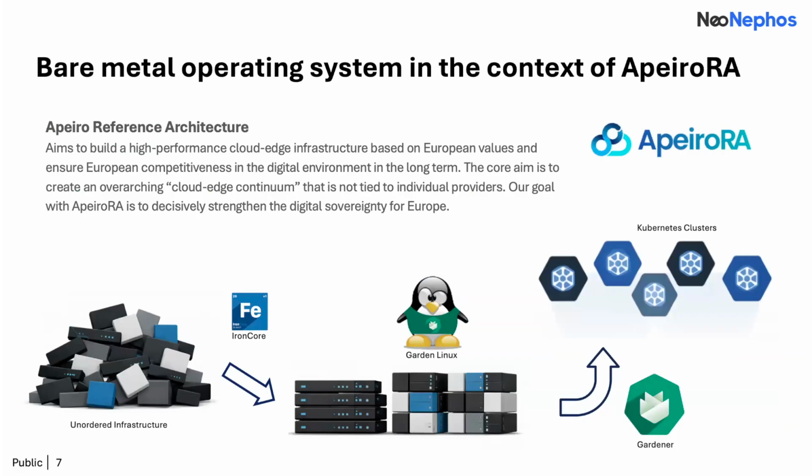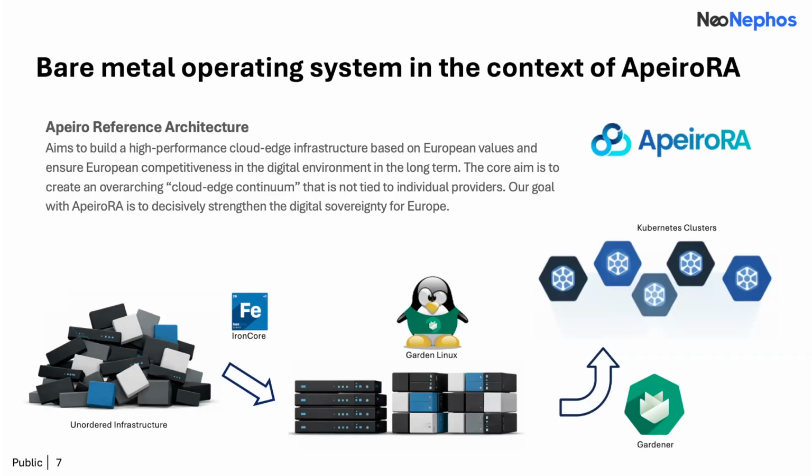Garden Linux is part of the Apero project. The Apero project is a project that tries to provide a reference architecture for high performance in cloud edge infrastructure, and it's funded by the European Union. And one of the very important rules there is that all tools have to be open source and that they have to be available. That's why we provide also Garden Linux into the NeoNephos Foundation. So Apero is, so to say, a sister project here. And we have a lot of infrastructure from Apero in NeoNephos.